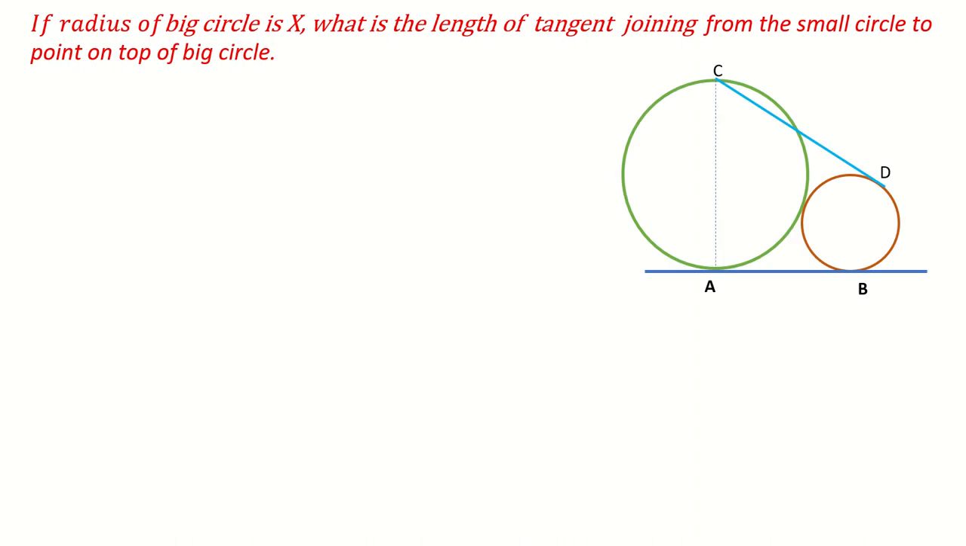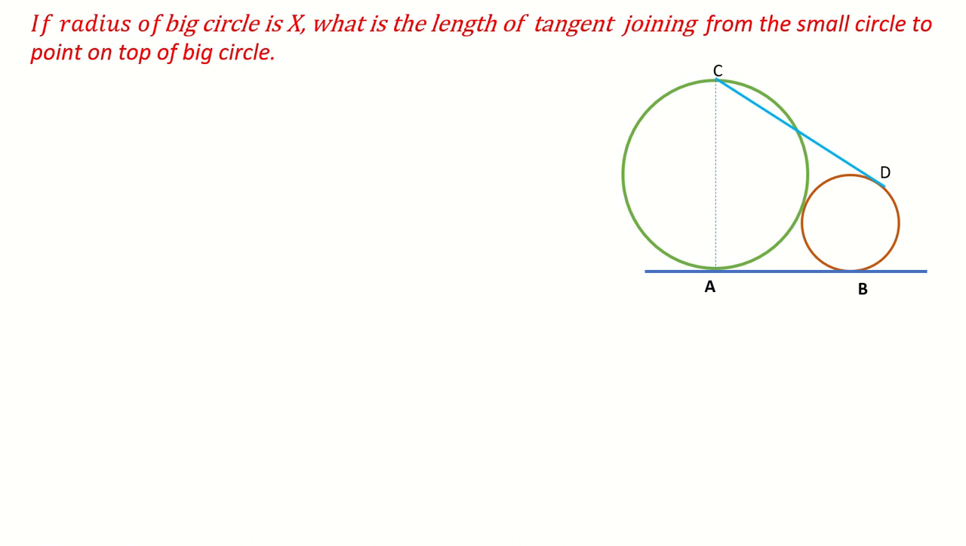Okay, there is a big circle with center O. Okay, O is not mentioned. The center is here O, and AC is the diameter. Okay, and its radius is x. So that is OA or OC equal to x. And there is a small circle, just next to the big circle, touching it at one point basically.